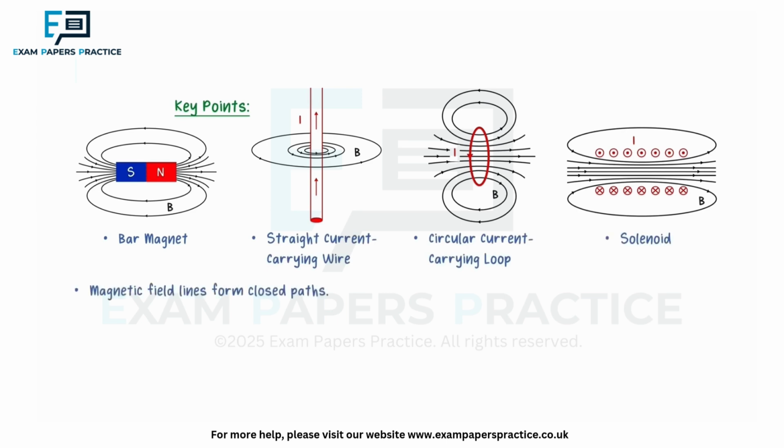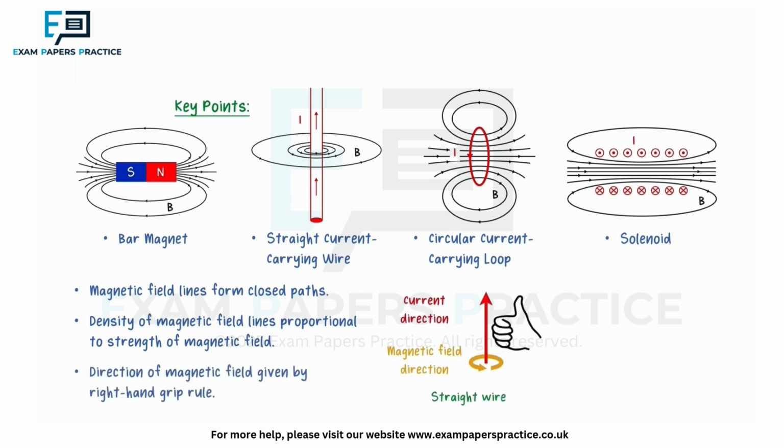We found that magnetic field lines always form closed paths, and the density of field lines at a point is proportional to the strength of the magnetic field at that point. For a bar magnet, the magnetic field lines are directed from the north pole to the south pole of the magnet. For a current in a wire, the right-hand grip rule is used to determine the direction of the magnetic field from the direction of the current. We use this version for a straight wire, and the following version for a circular loop or solenoid. This now concludes our video on magnetic fields.